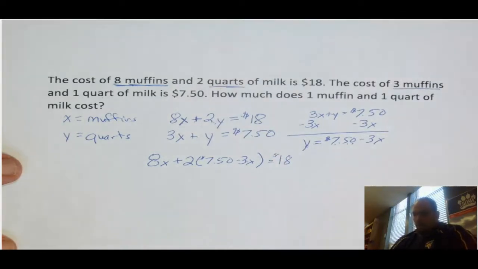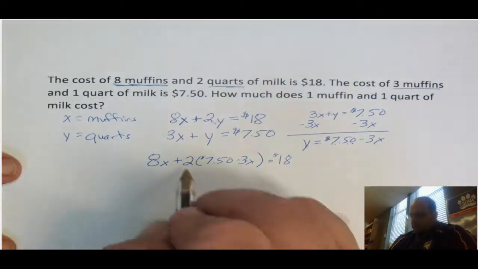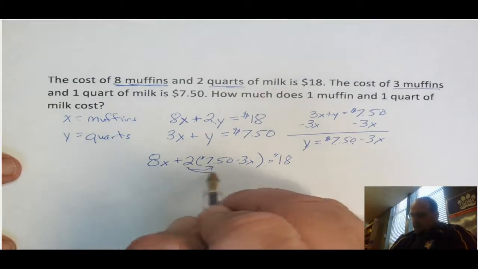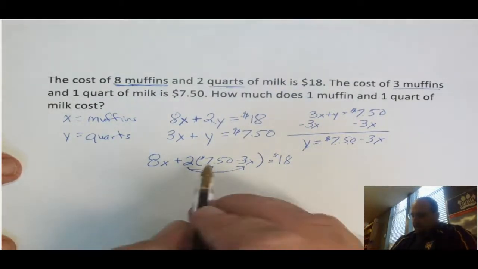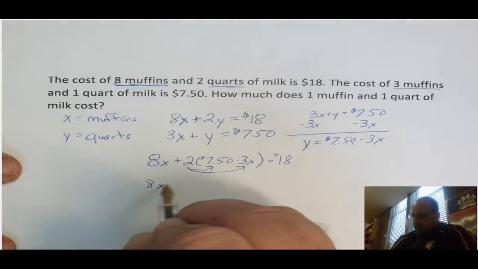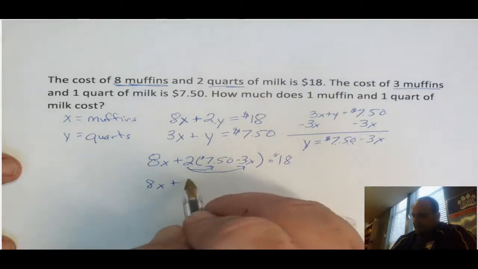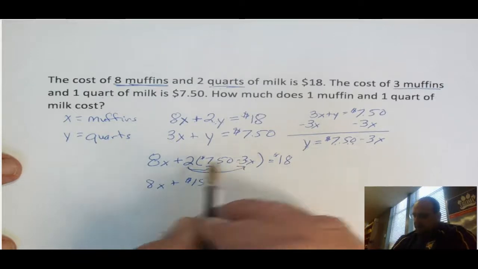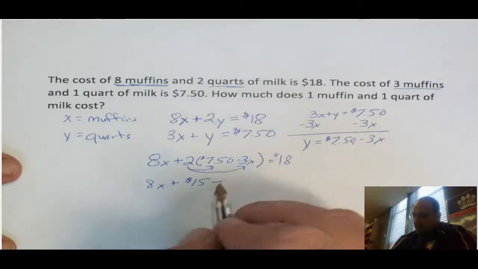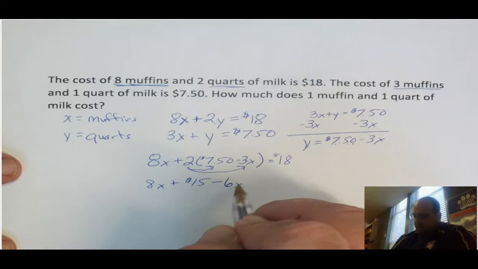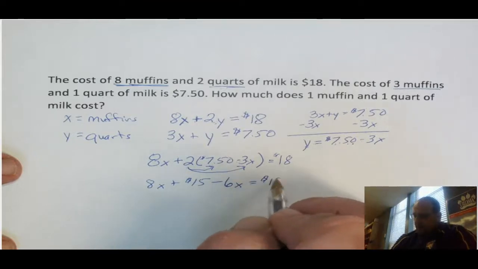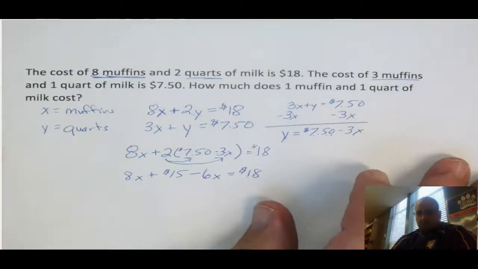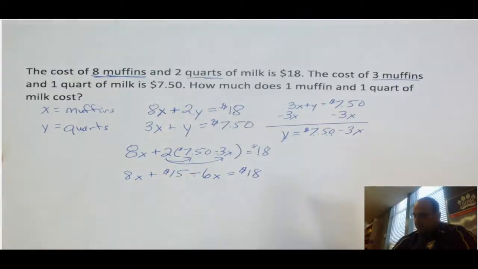Okay. So the first thing I want to do is the distributive property. I'm going to distribute the 2 into the 7.50 and the 3x. So I'm going to end up with 8x plus 2 times 7.50 is $15, minus, because of the minus right here and a positive 2 times 3x, 6x. So now I have 8x plus $15 minus 6x equals 18.